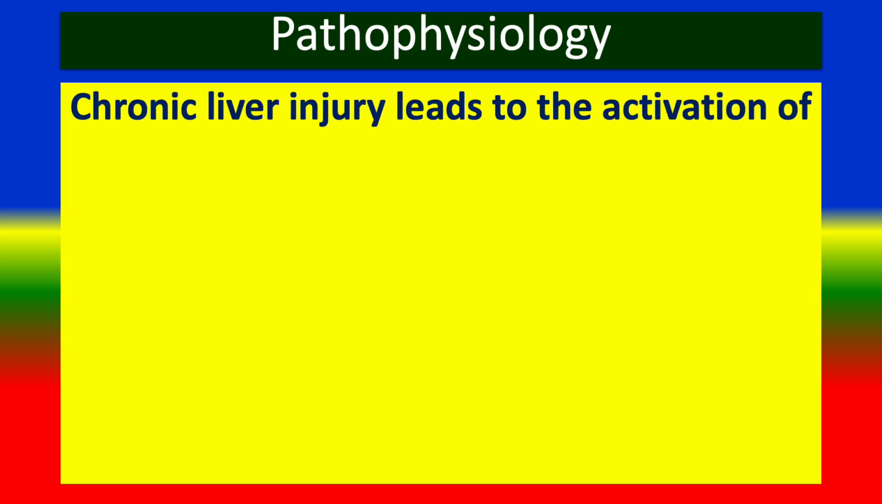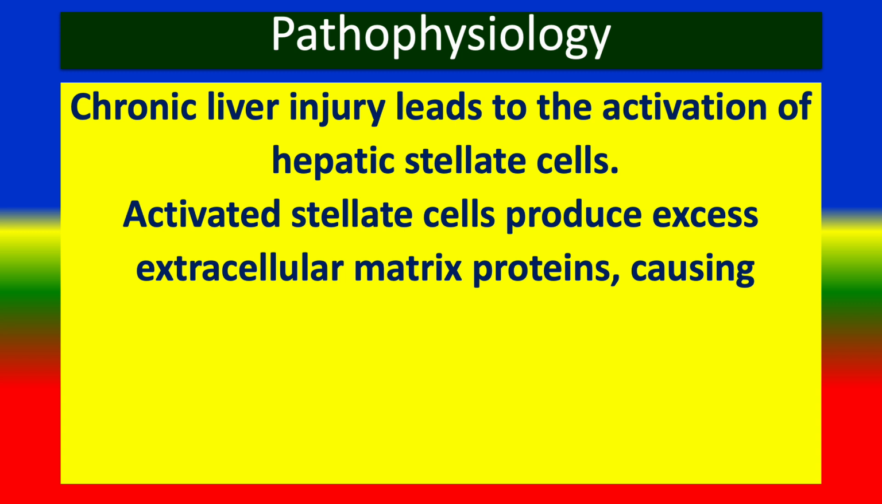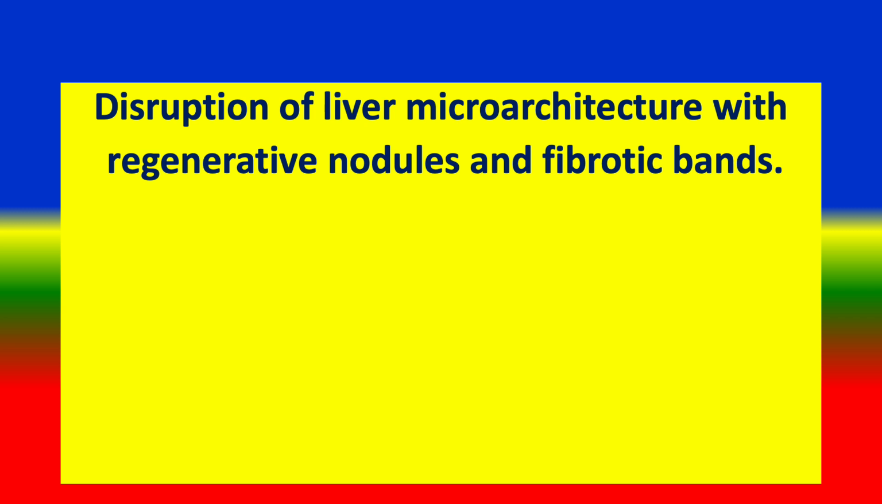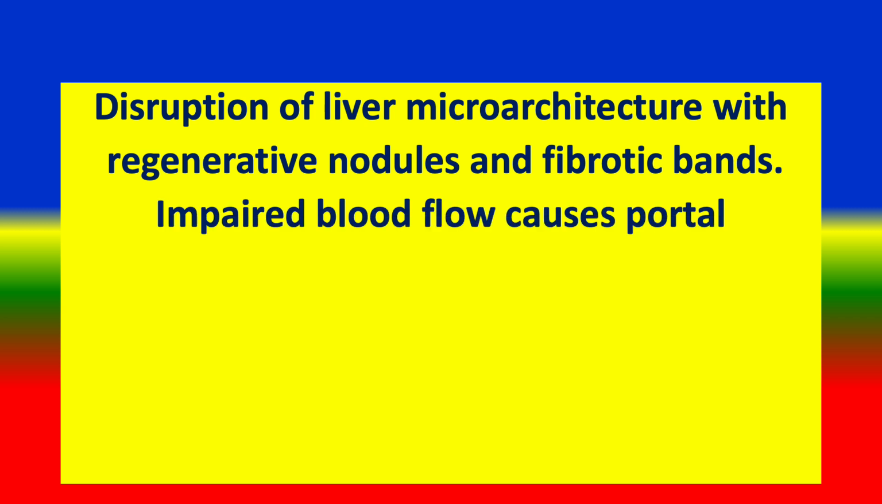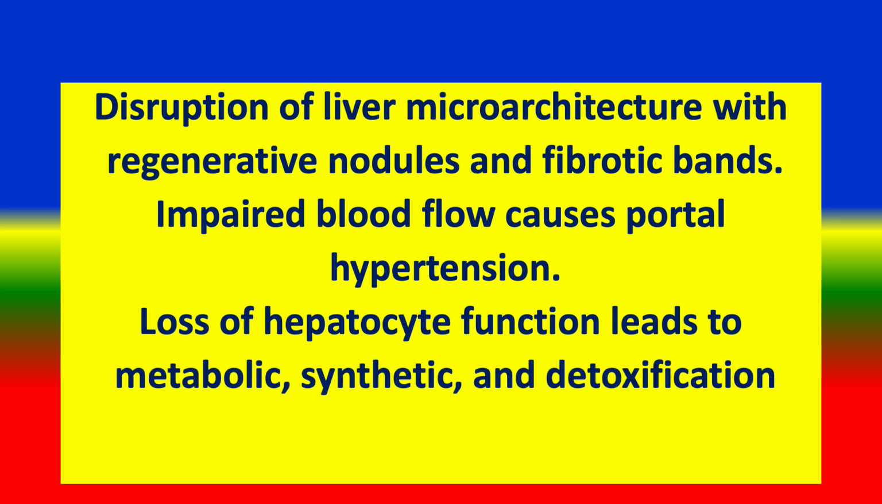Pathophysiology. Chronic liver injury leads to activation of hepatic stellate cells. Activated stellate cells produce excess extracellular matrix proteins, causing fibrosis. Disruption of liver microarchitecture with regenerative nodules and fibrotic bands. Impaired blood flow causes portal hypertension. Loss of hepatocyte function leads to metabolic, synthetic and detoxification failure.